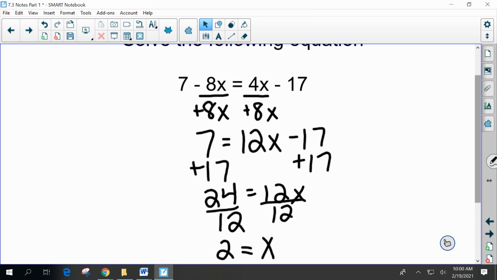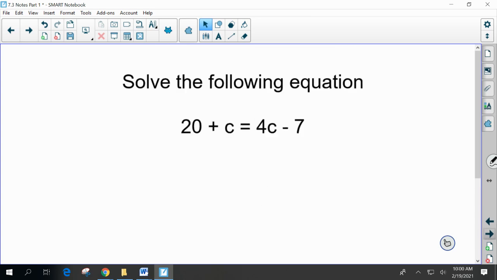Okay, so like I said, you don't have to start the equation like that. You could have started the equation with adding 17 or subtracting 4x, or you could have started with subtracting 7 over to the right, and you should still end up with x equals 2, no matter how you started it. You should still get the same answer. Okay, so I want you to pause your video and try this problem.